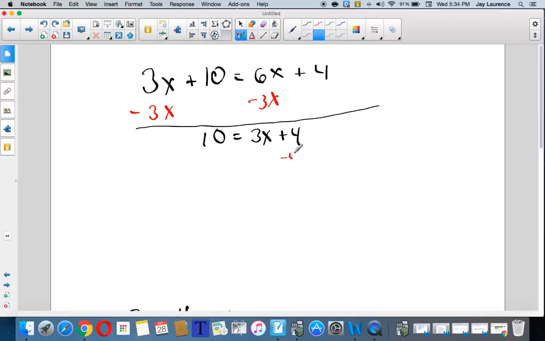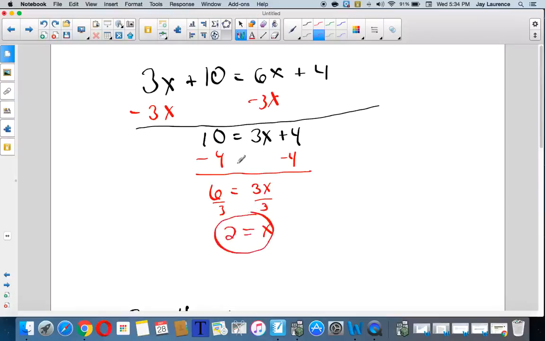Now I'm going to subtract 4 from both sides, and I get 6 equals 3x. I'll divide both sides by 3, and then we get 2 equals x, or x equals 2.